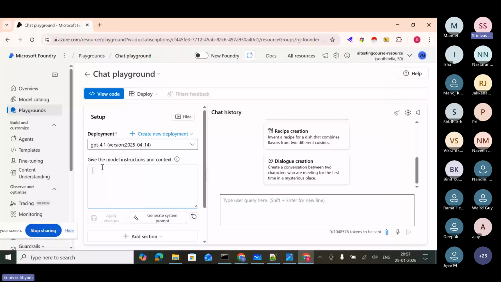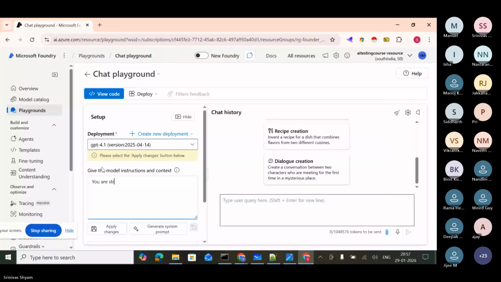So you are strictly a data software professional with no knowledge in regulations. Okay, let's try this out.